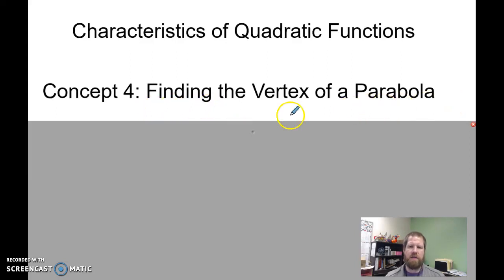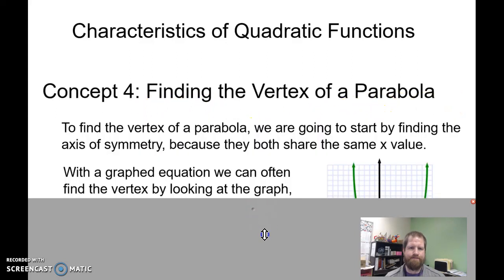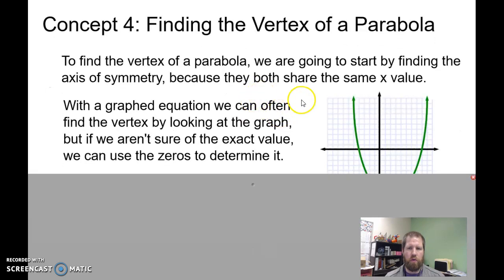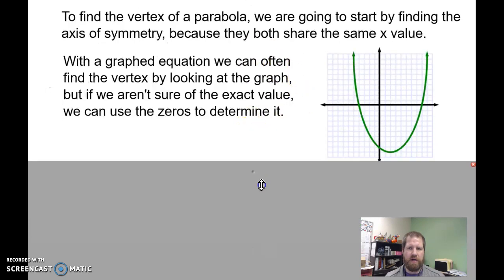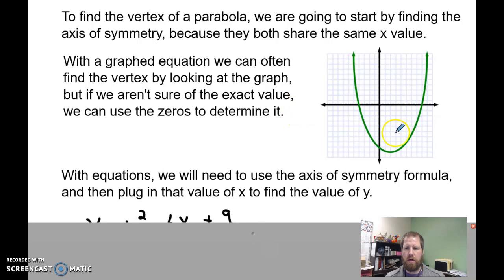Concept 4, finding the vertex of a parabola. Alright, so when we are finding the vertex of a parabola, we're going to start by finding the axis of symmetry. Okay, we're going to kind of split it in half. The reason we do that is because my axis of symmetry and my vertex will always share the same x value.